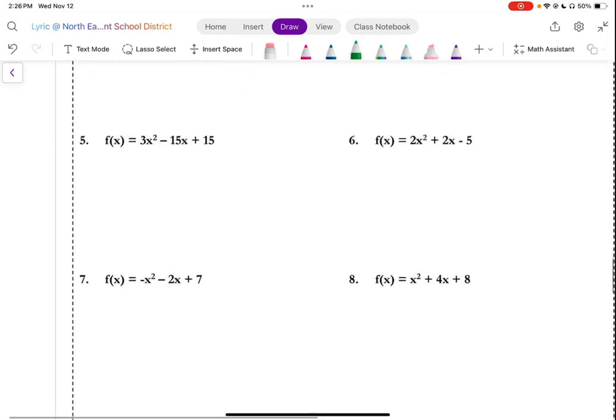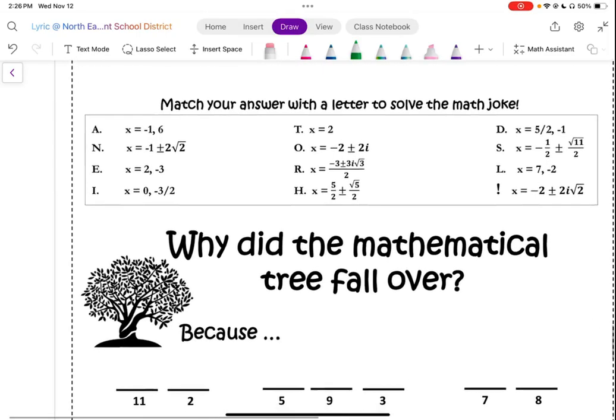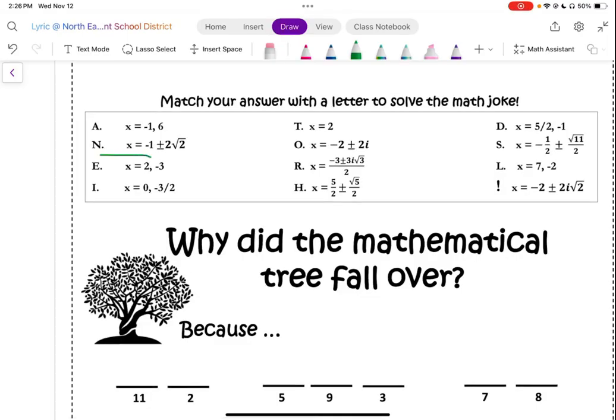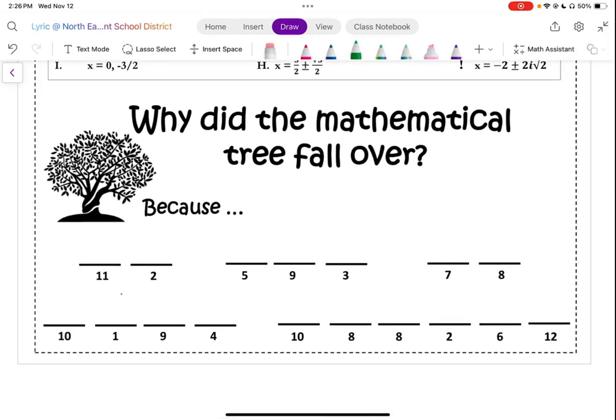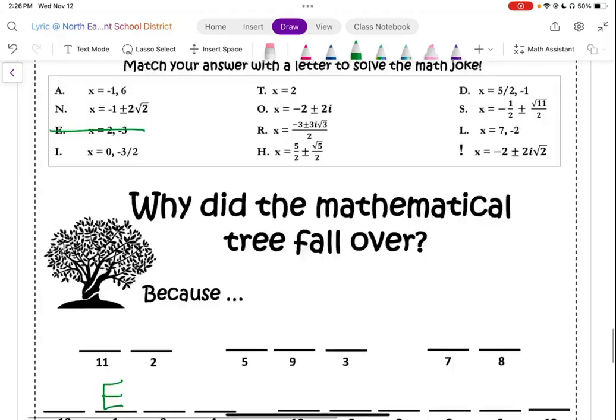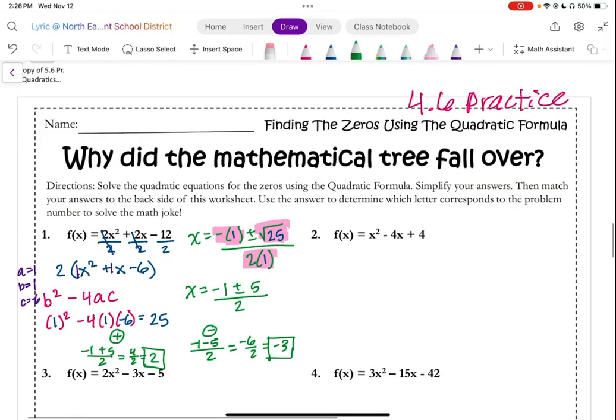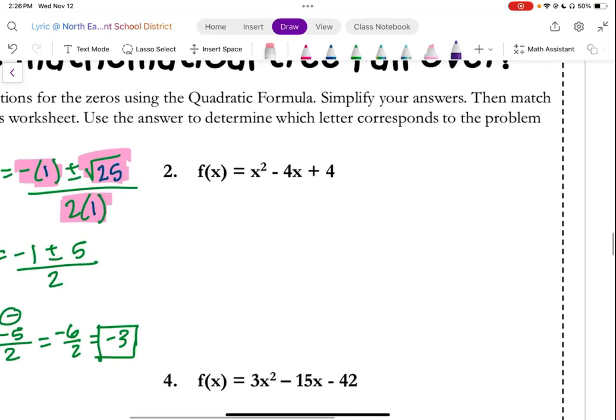Let's look on the back and see which one has -3 and +2. And it looks like our answer is E. So I'm going to cross off E, and everywhere you see a number 1, we will write E. All right, and just to make sure I know what's going on and I don't get lost, I'm going to put an E up here. All right, number 2.